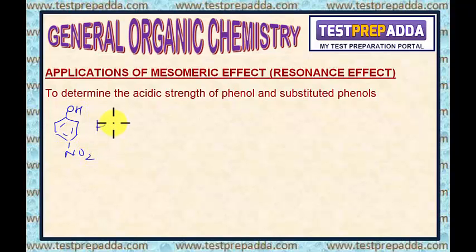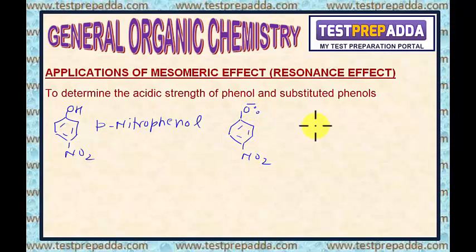This is para-nitrophenol. Now to check the acidic strength of para-nitrophenol, I will write the conjugate base of this, and that is this phenoxide ion.